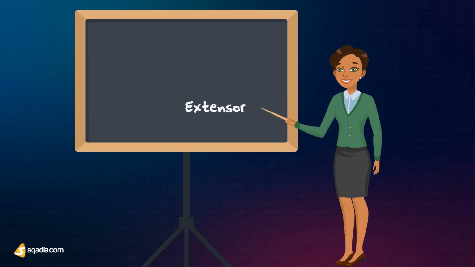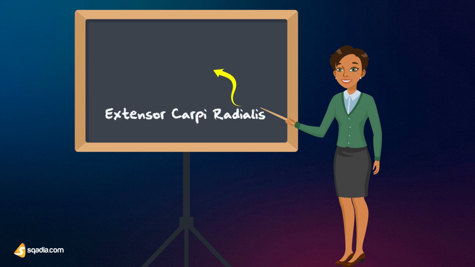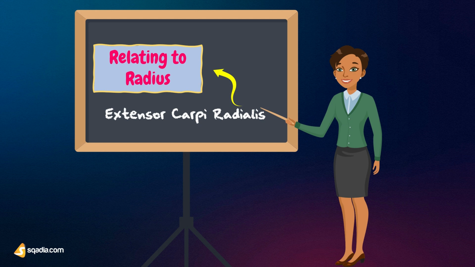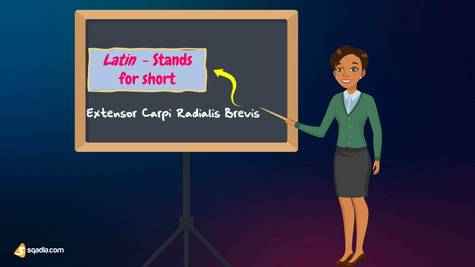The meaning of the word extensor in the name of the muscle is obvious, and its action is that it works as an extensor. The word carpi is derived from the bones named carpals, that is, the bones of the hand's palm. Radialis is indicative of the word radial or radius, meaning that the muscle is present on the side of the radial bone. As for the word brevis, it is a Latin word that stands for short.